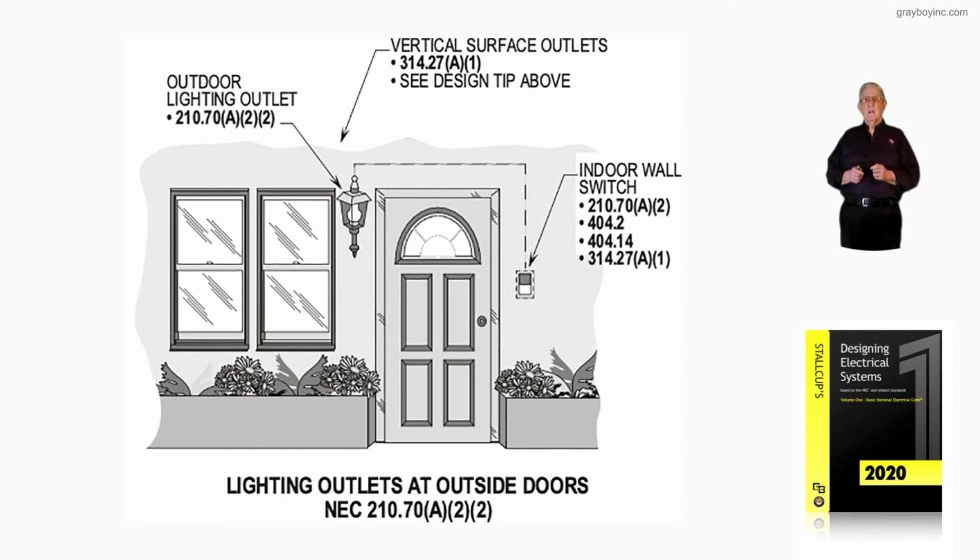And then 314.27(A)(1) deals with the supporting means of the fixture to an outlet box and so forth. So the outdoor lighting outlet has to comply with 210.70(A)(2), item number 2. And then for vertical surfaces and outlets and so forth, review the design tip, and it will talk more about 314.27(A)(1). So our figure 11-12 is simply addressing lighting outlets at outside doors.